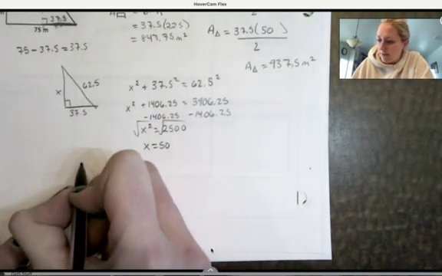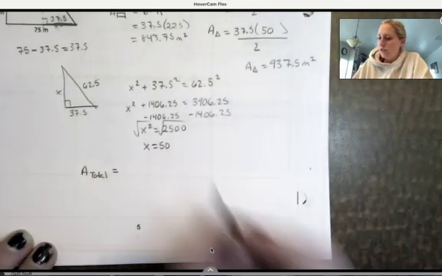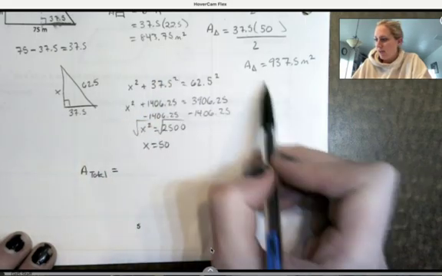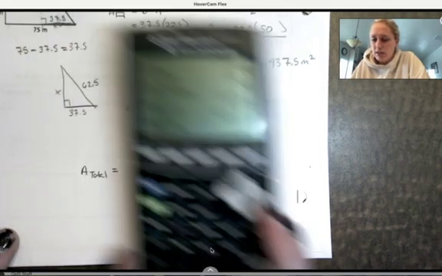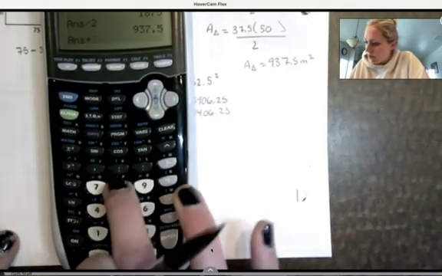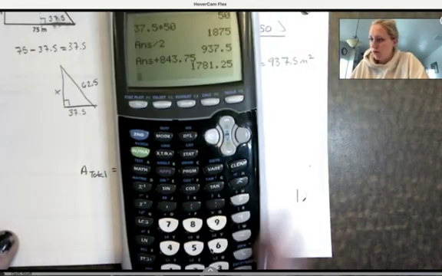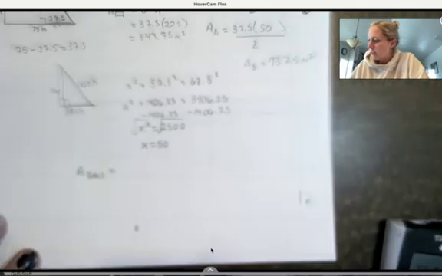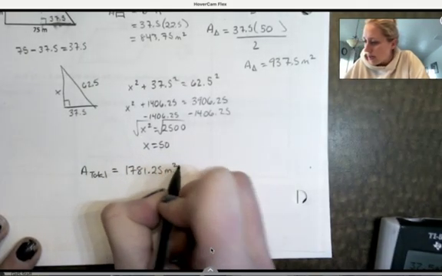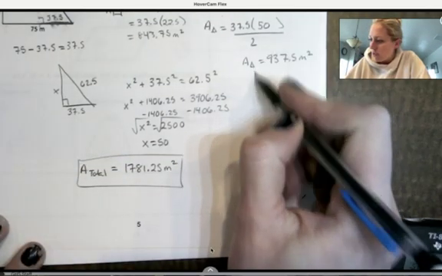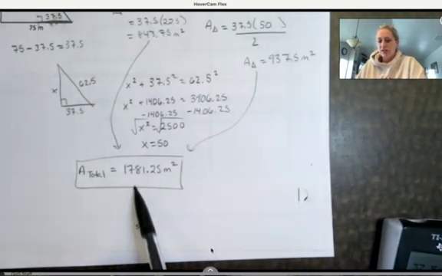Okay, so total, now we're going to add those together. I'm just going to write total here. So I'm going to do 843.75 plus 937.5, making sure I'm putting the right numbers in there. Okay, so there is our total area, 1781.25, again, square meters. So what we did is we added those two together to get this number.